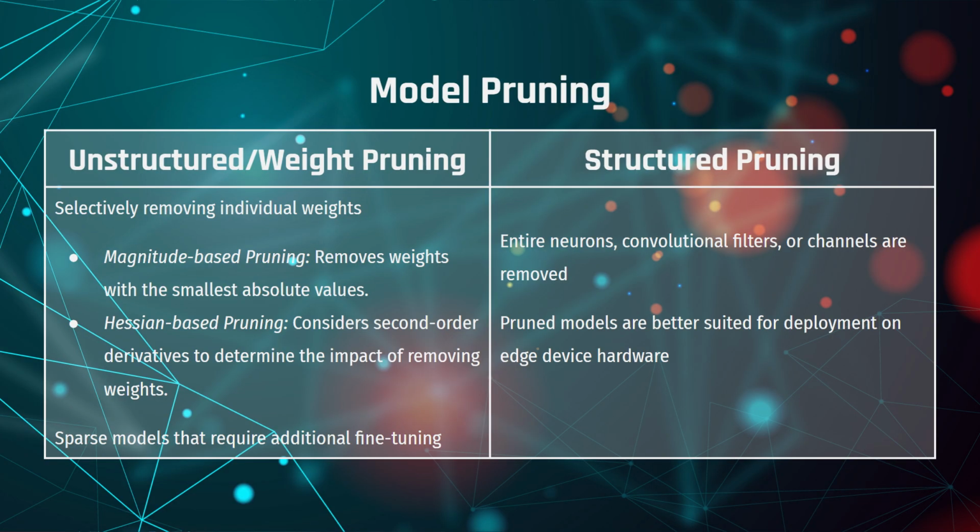Unstructured or weight pruning involves removing weights in a neural network based on their importance, determined by certain heuristic functions, like magnitude-based pruning or Hessian-based pruning. This generally results in sparse models that require additional fine-tuning to regain optimal performance. Structured pruning, however, removes entire neurons, convolutional filters, or channels. These models are denser and better suited for deployment on edge device hardware.